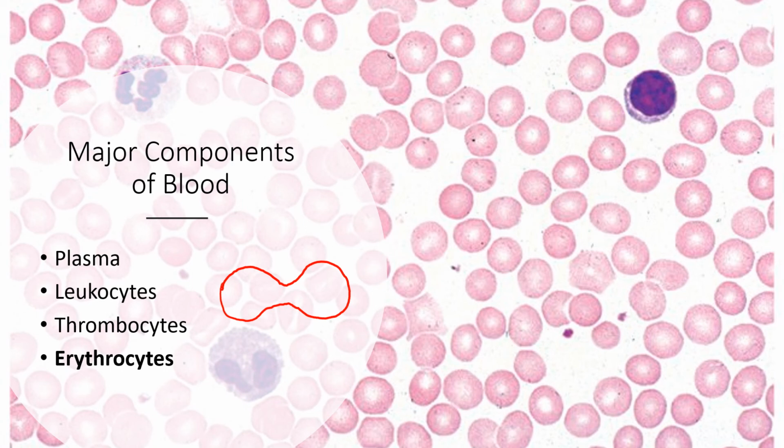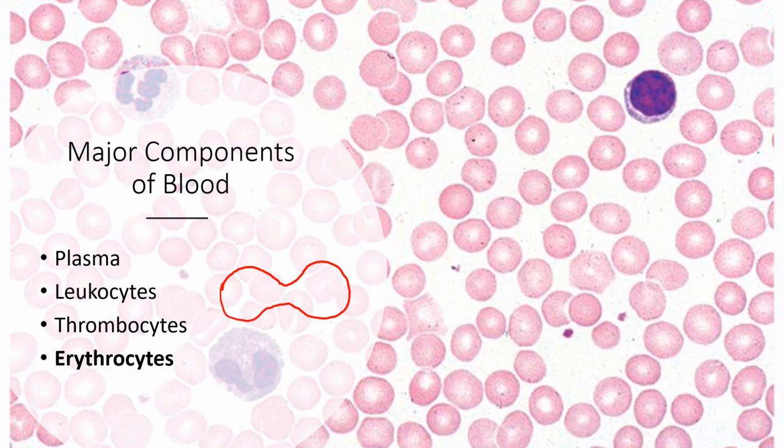All cells have nuclei. You can see the nucleus of the white blood cell here. One of the special things about erythrocytes is that it doesn't actually have a nucleus anymore. It sheds that in the process of maturation. It used to have one, but it doesn't anymore. Since it doesn't have a nucleus, it doesn't contain any of its own DNA either.